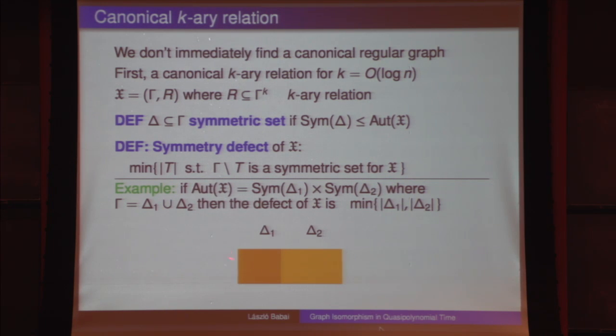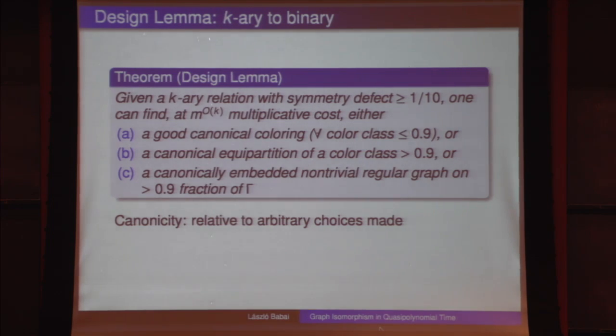So if I fix every point in delta 1, then I have exactly the symmetric group of delta 2 acting here. Okay? All right, so this is the notion of the symmetry defect, and then the point of our recurrence will be that we start off with something with a non-negligible symmetry defect, and throughout the recurrence, this is going to be the condition that we are trying to preserve.